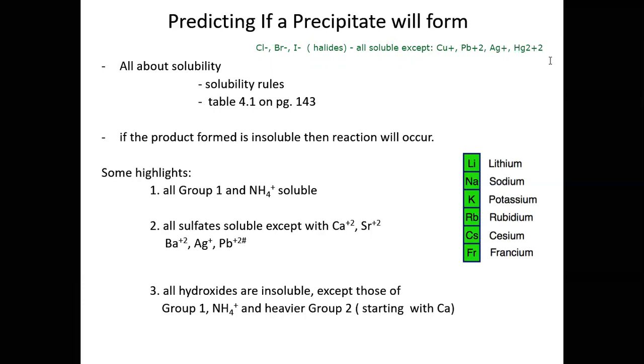We talked about halides. Now sulfates. Sulfates are all soluble except these 5 listed here. So calcium, strontium, barium, silver, and lead 2 plus. That pound sign is just extra, didn't need it. That's another important rule. As I said earlier, all nitrates are soluble.